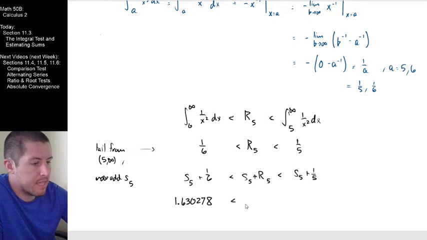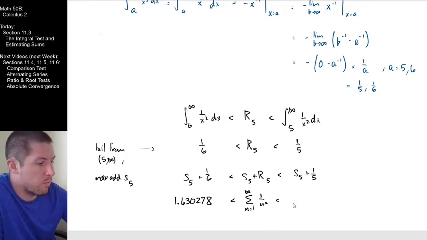1.630278 is less than the entire series from n equals 1 to infinity of 1 over n squared, and this is less than 1.663611.